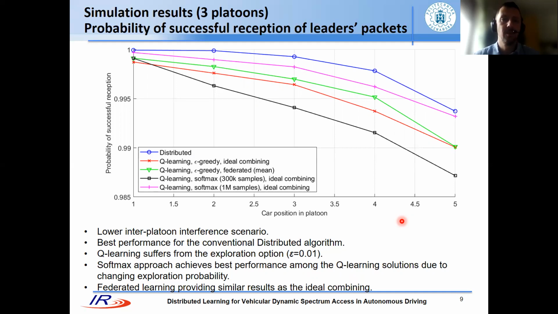And we can see that for the 3-platoon scenario, so the one with low inter-platoon interference, we have the best performance for the conventional distributed algorithm because it maximizes the minimum SINR, while the Q-learning approaches suffer from the exploration option. So as we see, the best performance among the Q-learning is with softmax, which is well trained with over 1 million samples, because then the probability of exploration is lower. So it achieves much better performance than the others. It's close to the distributed approach, while the other approaches, for example, the epsilon-greedy options, are worse. What's interesting is that the federated learning provides similar results as the ideal combining.